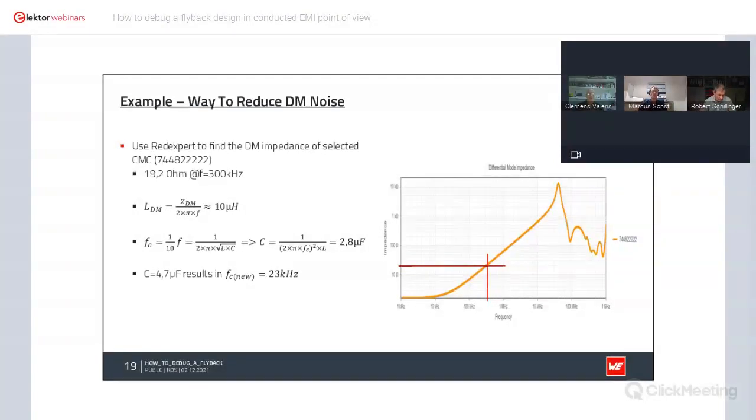And if you remember, I use also a 10 microhenry inductor for the LC filter. And this is the trick. With this 10 microhenry, I only use an additional capacitor around 3 microfarad. And I select in the example a 4.7 microfarad capacitor, and for this I get a corner frequency of around 23 kilohertz, and that's far enough from the 300 to get a very, very high attenuation at 300 kilohertz.